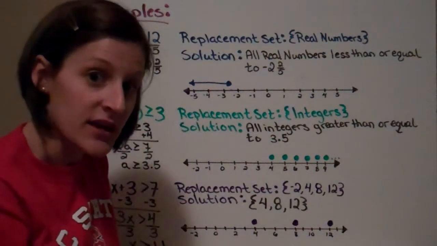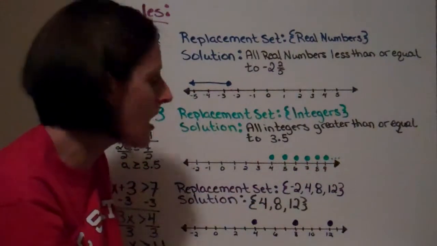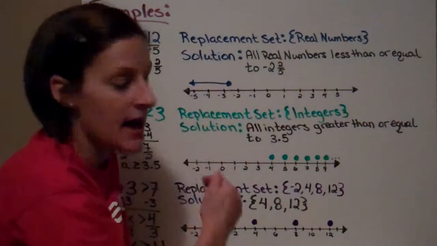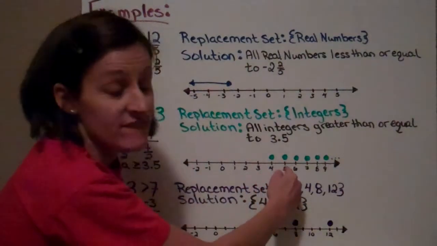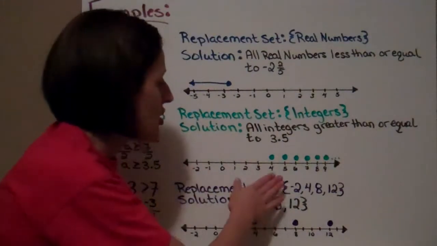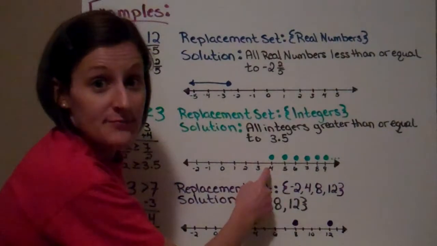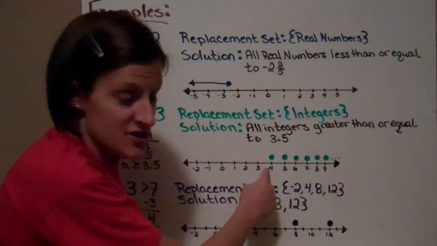When I graph it, I need to put a dot on all the integers. Now I can't draw a line because the numbers between 4 and 5 are not integers. They're rational numbers, but they're not integers. So I cannot put a dot on 3.5 because that's not an integer. That's just a rational number.